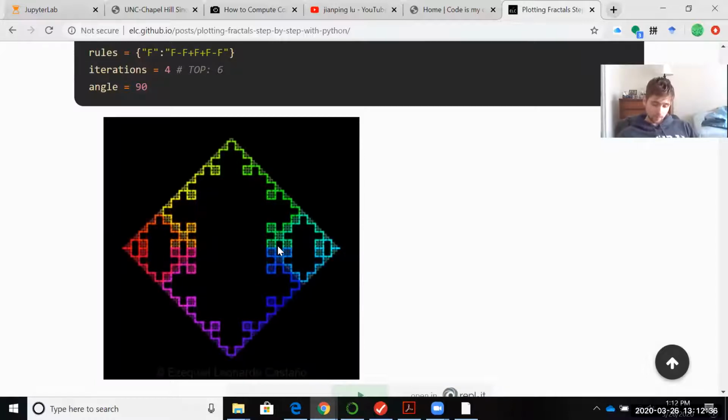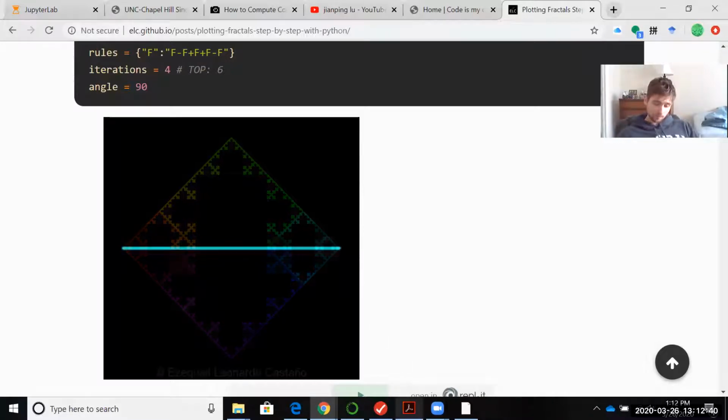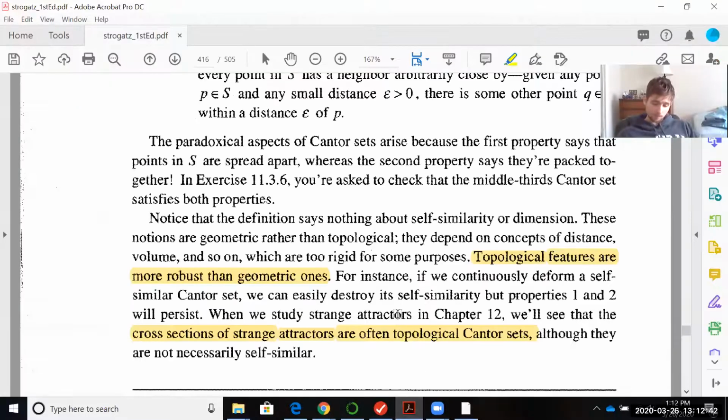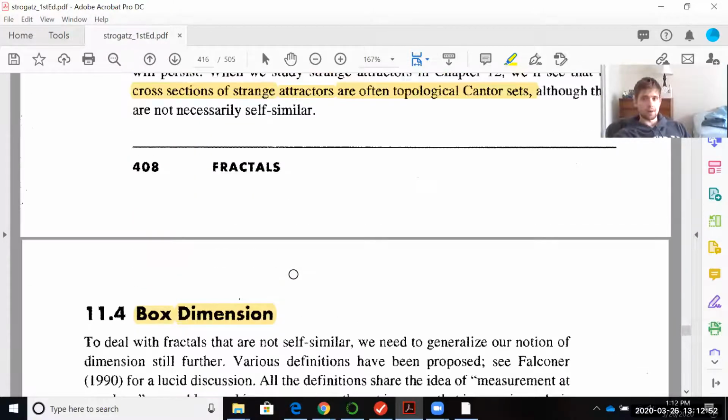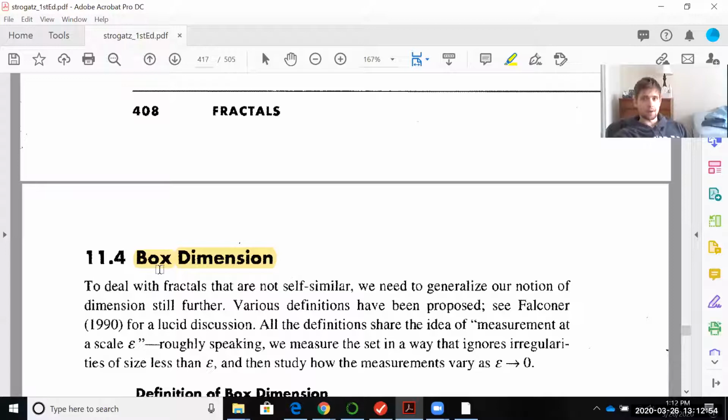So it's not exactly self-similarity. Right. So let's go back to the definition of self-similarity. Are you seeing the PDF file? Yes. All right. So now we're introducing another way of defining dimension, called box dimension.